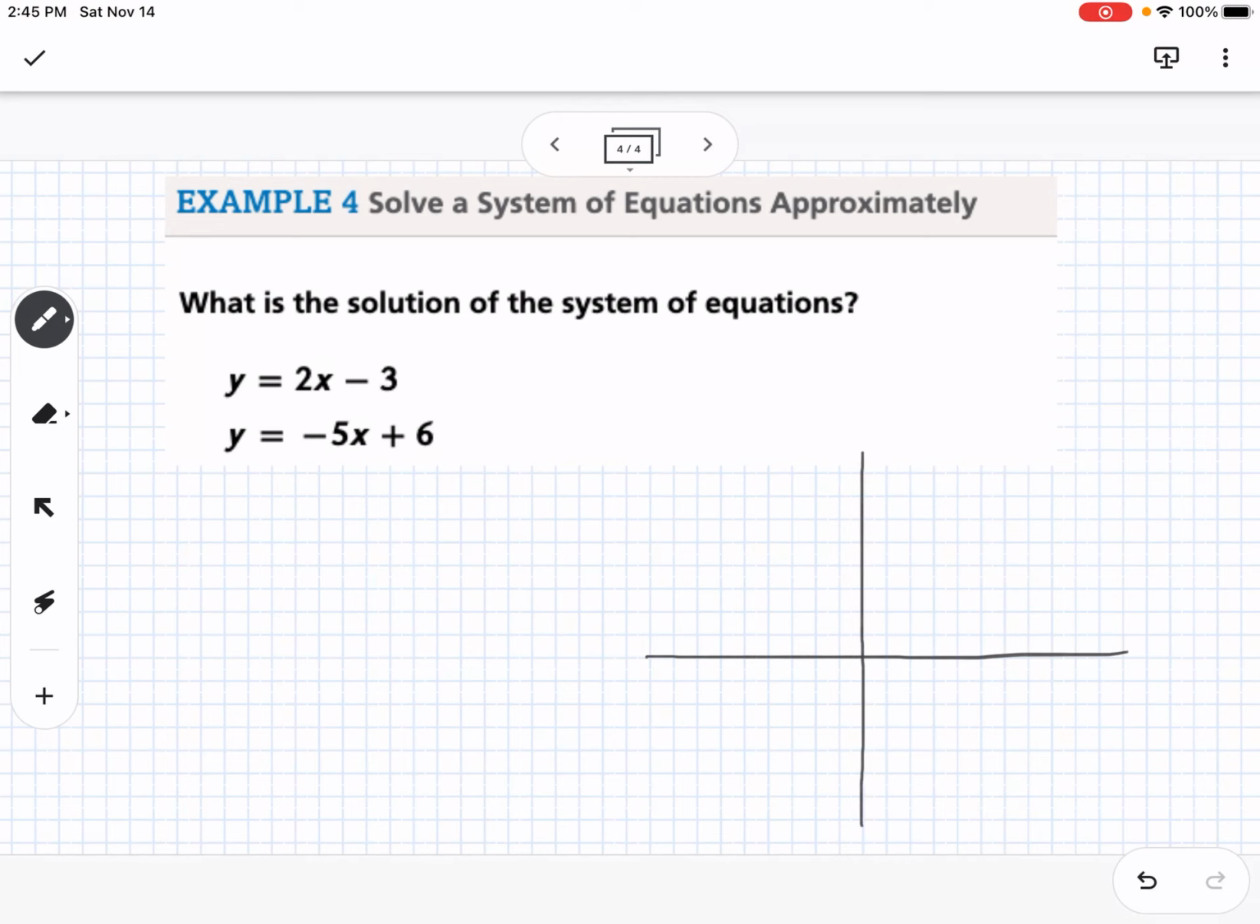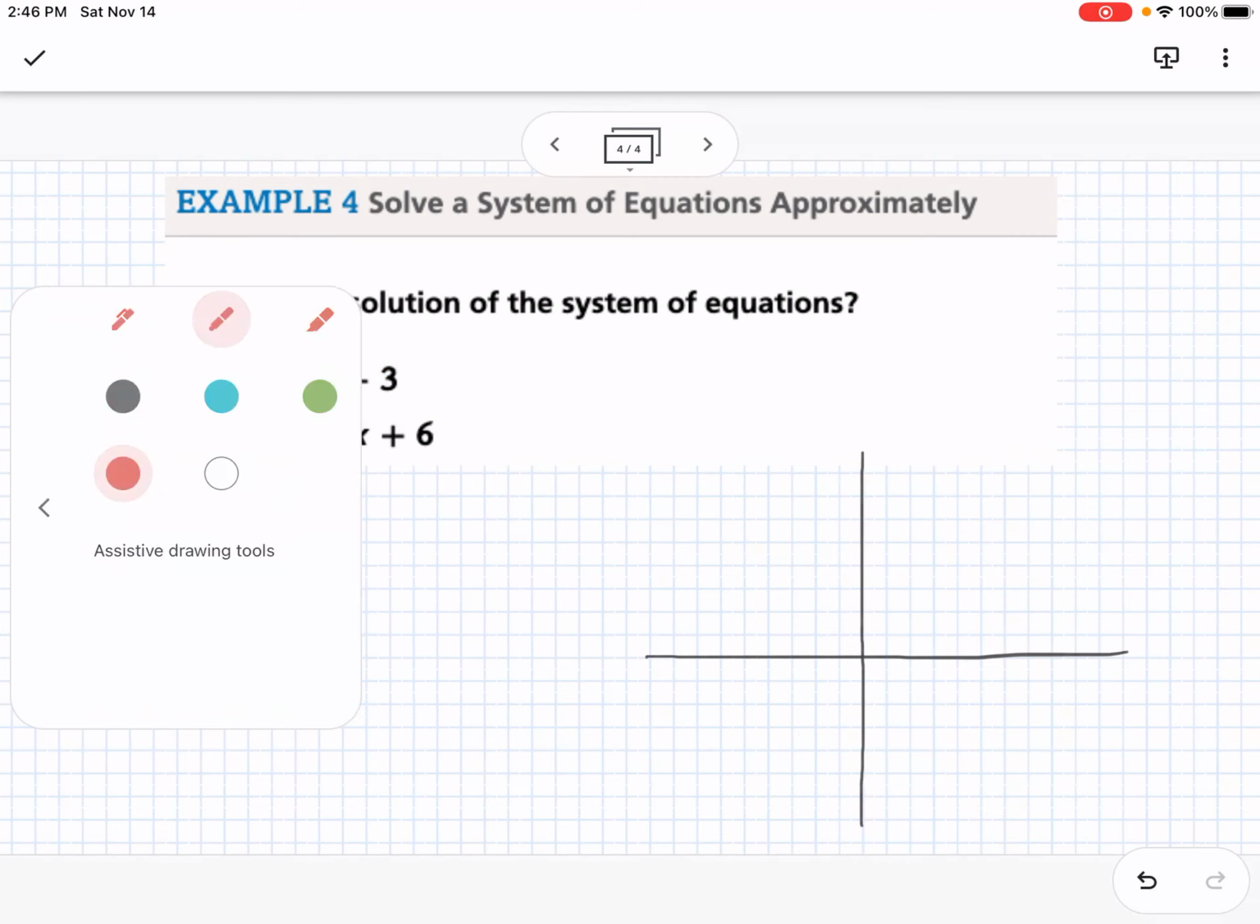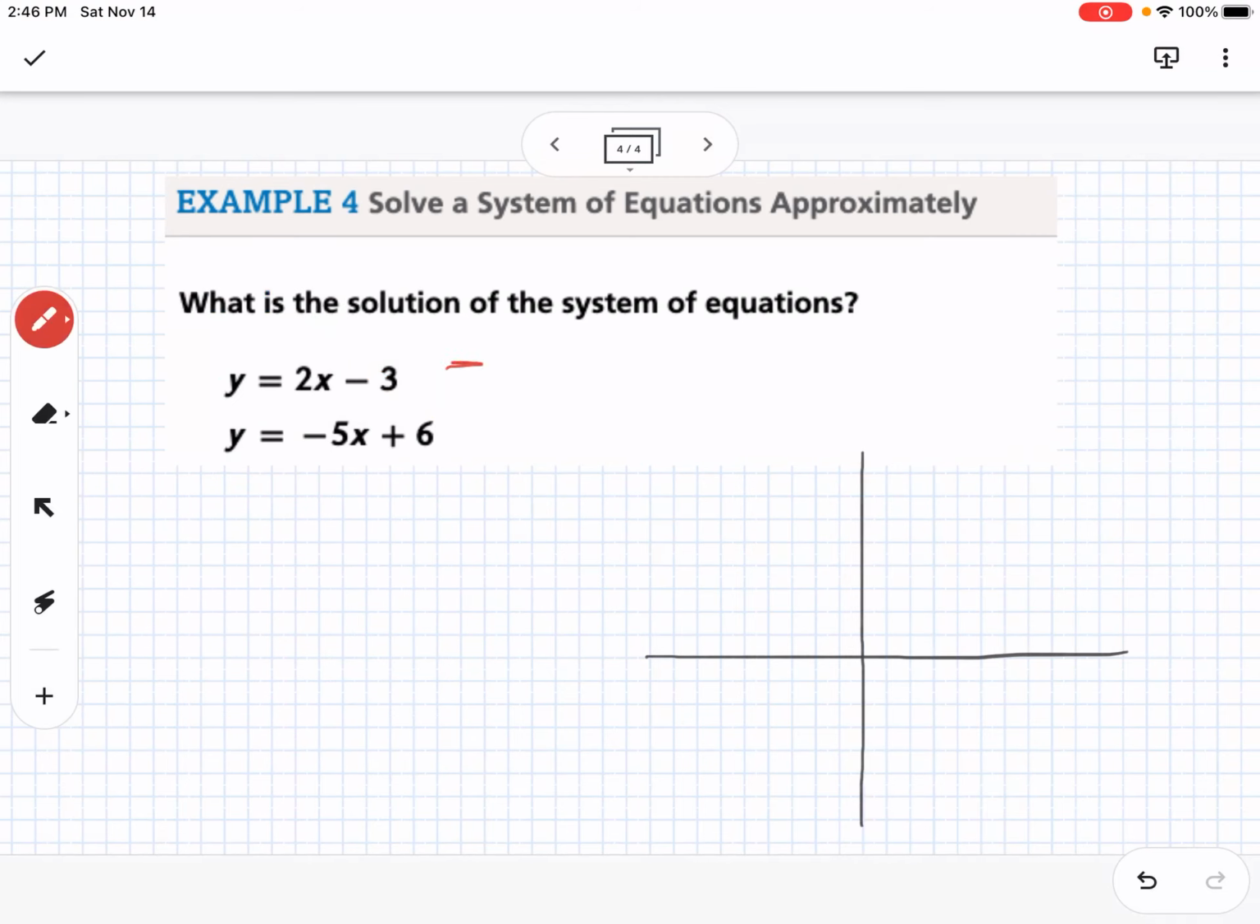So for the top one, let's use red. Okay, so I go down to negative 3. My slope is up 2 over 1. So there's my first line. And then we'll make this one blue. So I'm going to go up to 6. 1, 2, 3, 4, 5, 6. And I'm going down 5 over 1. 1, 2, 3, 4, 5 over 1. Okay, so there is my second line.